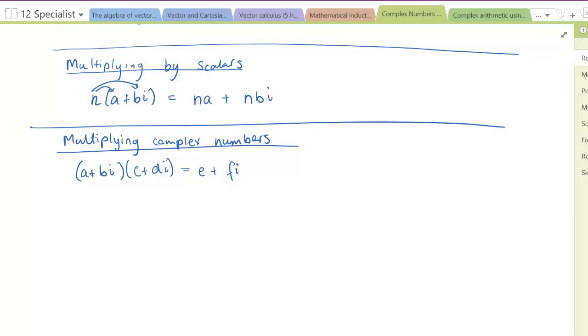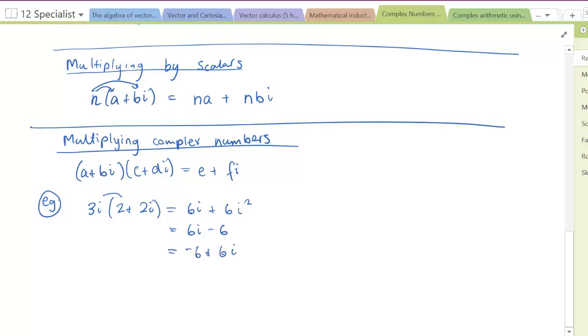So this one I want to look at an example right now. Let's say we have 3i multiplied by 2 plus 2i. When we expand this out, we have 3i by 2, which is 6i, and 3i by 2i, which is 6i squared. i squared is equal to -1, and we end up with 6i take 6. So it doesn't matter that we've multiplied this and expanded it out, it still ends up in that form, -6 plus 6i, a plus bi.